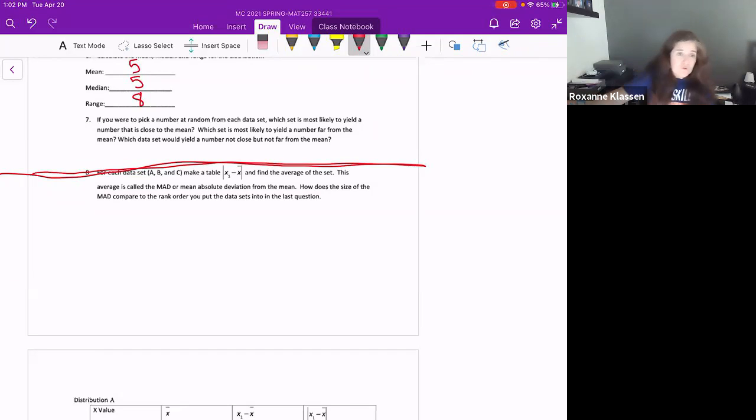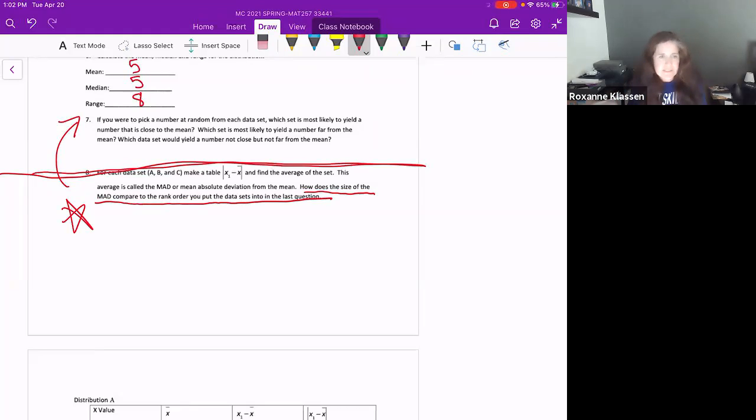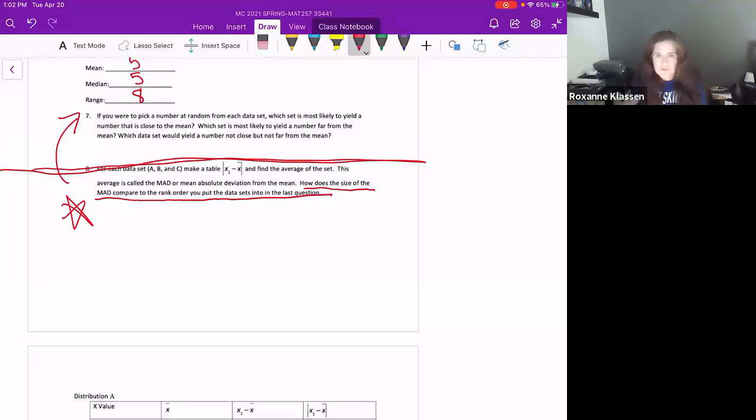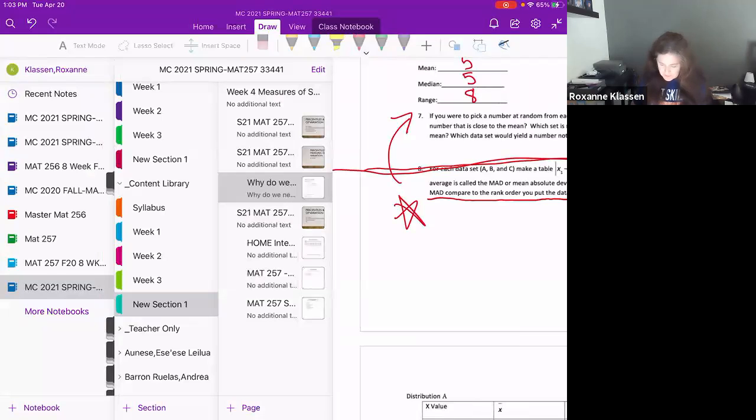Then after you do that, on the next few pages, you're going to come back. This is what everybody forgets to do, just so you know. So put a little star here. You're going to come back and answer this: how does the size of the MAD compare to the rank order that you put them in on question 7? So we just said set A would be furthest from the mean, set B would be closest to the mean, set C would be not too close, not too far from the mean. So after we calculate the MAD, we're going to come back and do that. So now let's look at how we calculate the MAD.